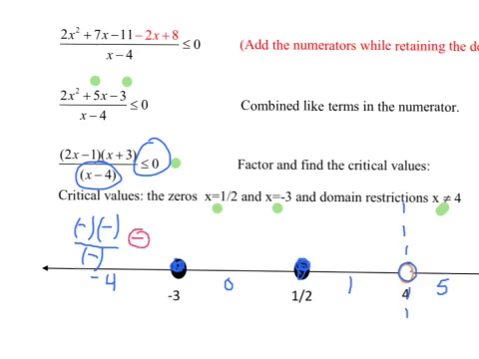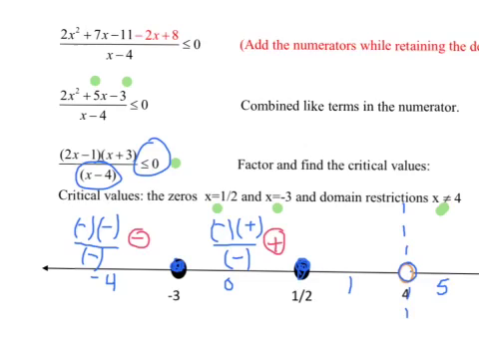Okay, I'm going to repeat that in this region. I'm going to put in 0. 0 minus 1 would be negative. 0 plus 3 would be positive. 0 minus 4 would be negative. Negative times a positive divided by a negative would be a positive result. So this section is positive. Unless the curve bounces here, typically you're going to see these oscillating signs.